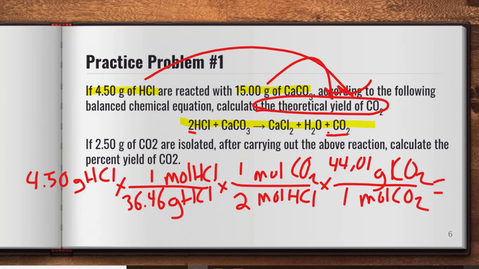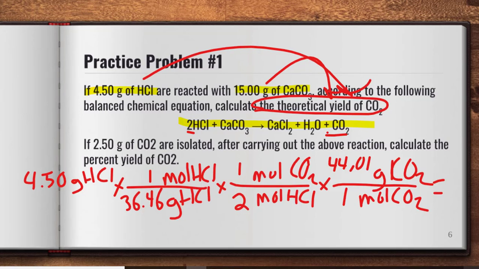Now we're going to do some math. So plug this into your calculator and get your theoretical yield of CO2 from that amount of HCl. So our theoretical yield for this is 2.72 grams of CO2.